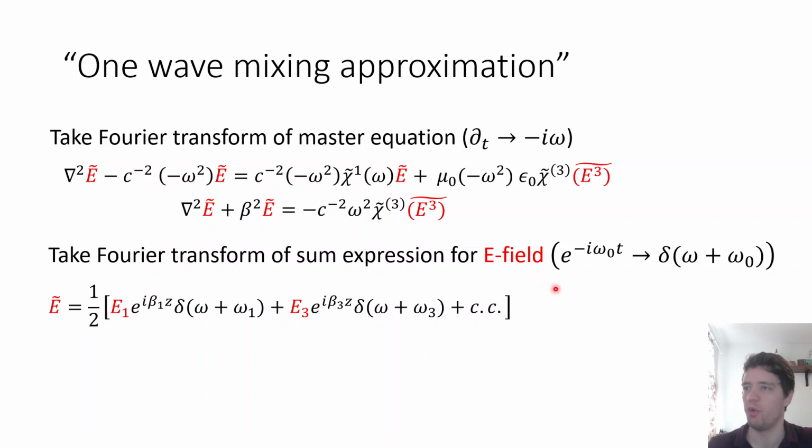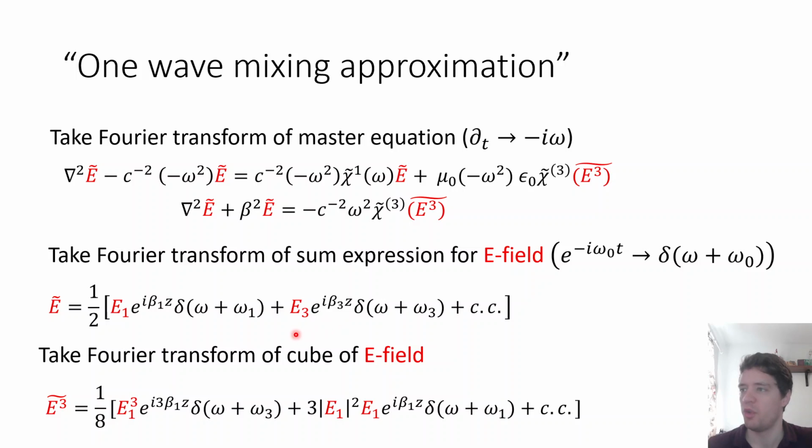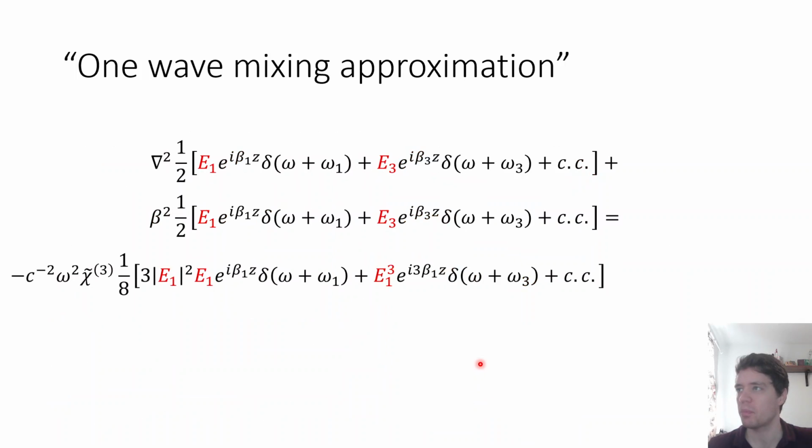So if we take the Fourier transform of that sum, we can note that any complex exponential that involves time will be turned into a delta function in terms of frequency. So the E field will basically contain an E1 component and an E3 component, which each have these delta functions that are present. If you also take the Fourier transform of the cube of the E field, then we get this expression here, where once again we see these delta functions arise.